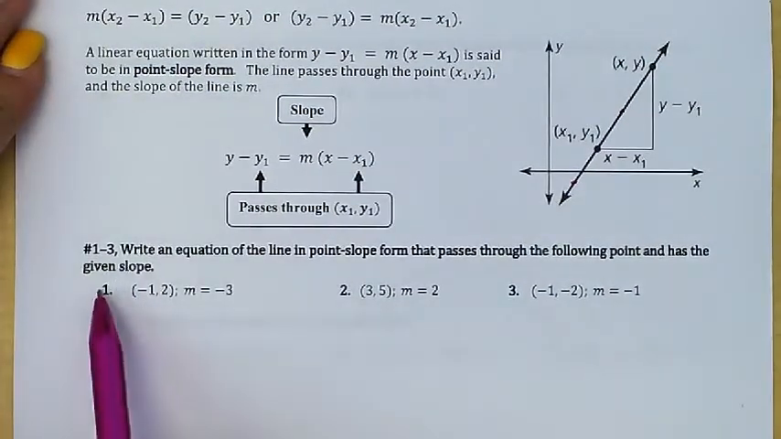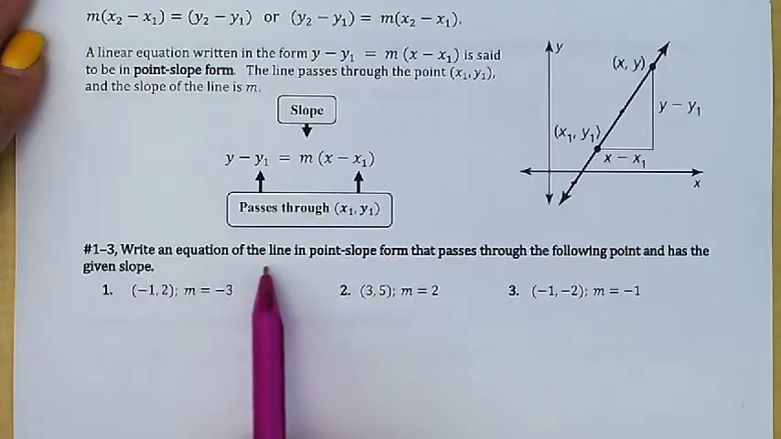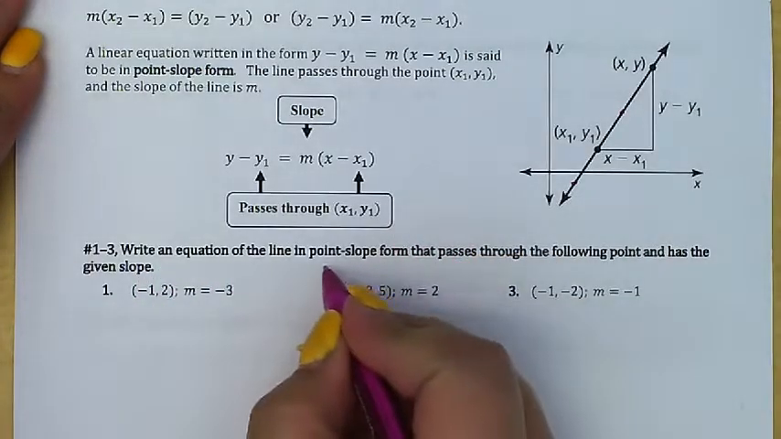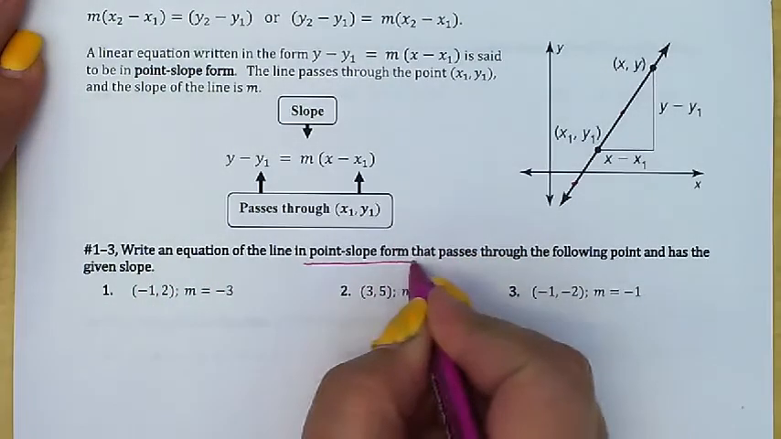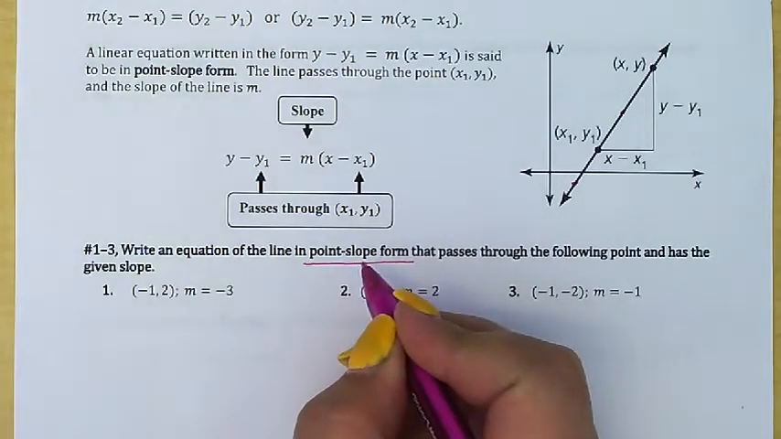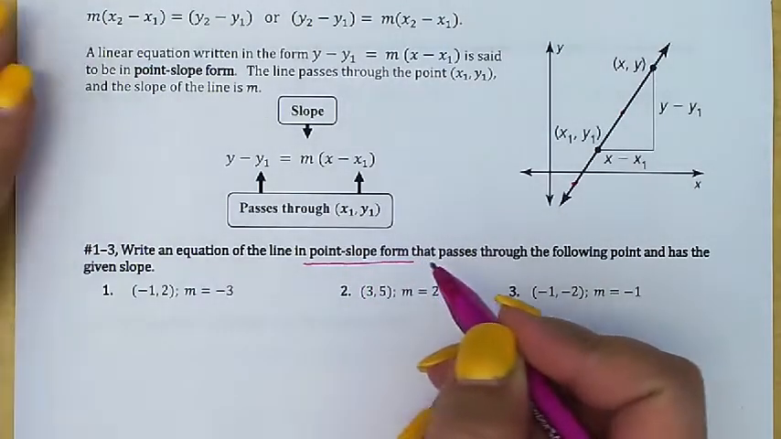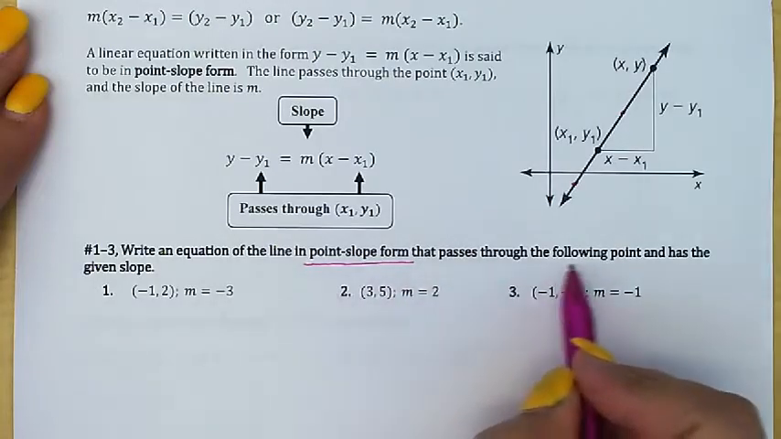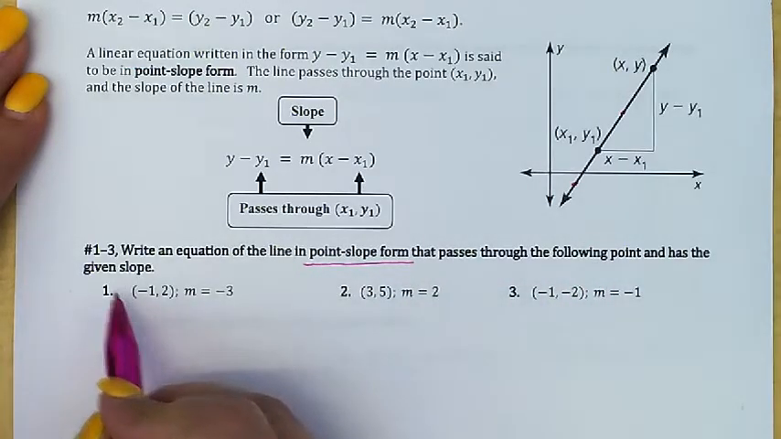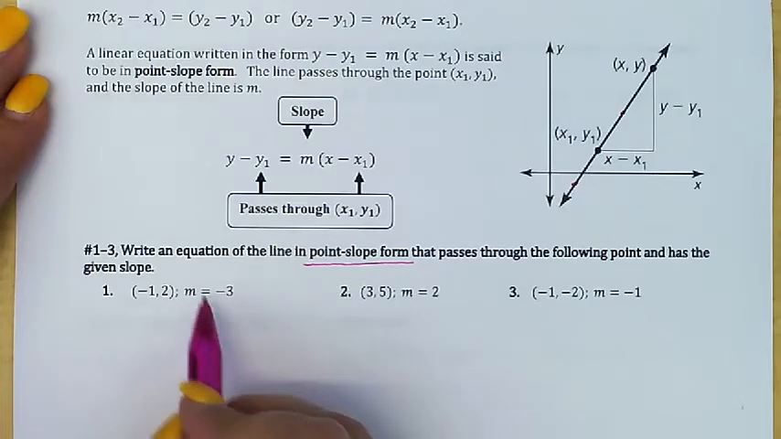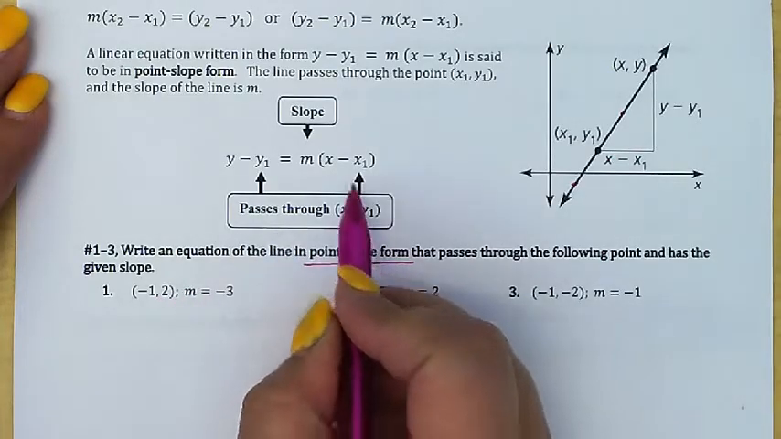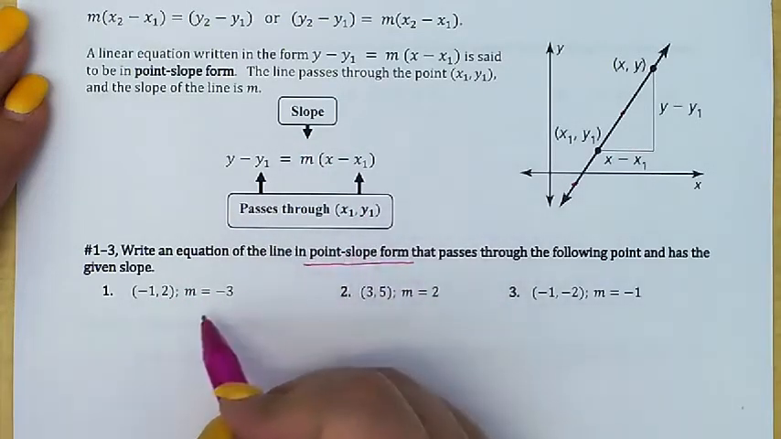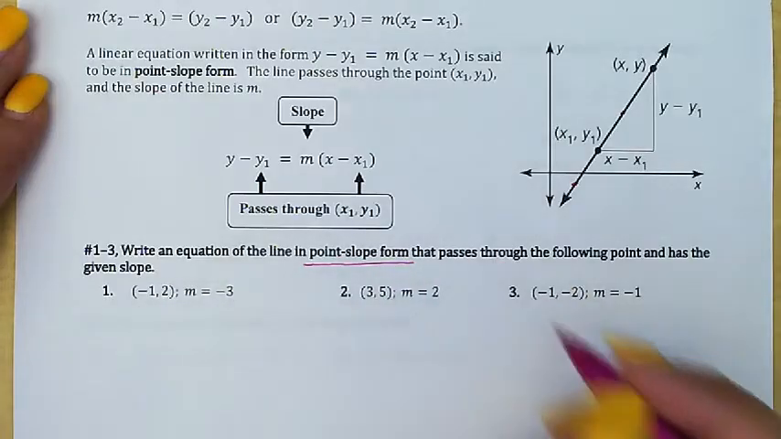So on examples 1 through 3, we're going to write an equation in point slope. Now that we have different forms, always pay attention to which one they're asking you to use, okay? So we want to write an equation in point slope that passes through the following point and has the given slope. These are pretty simple because they're giving me exactly the ingredients that I would need, so they're starting us off easy here.